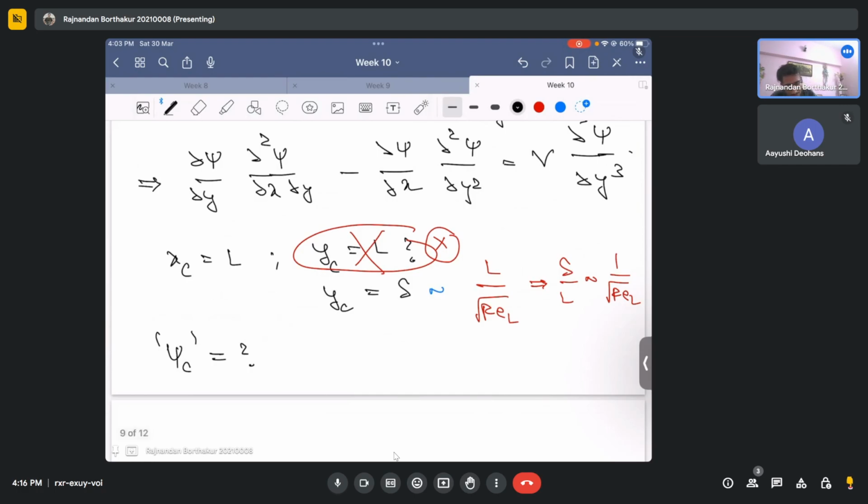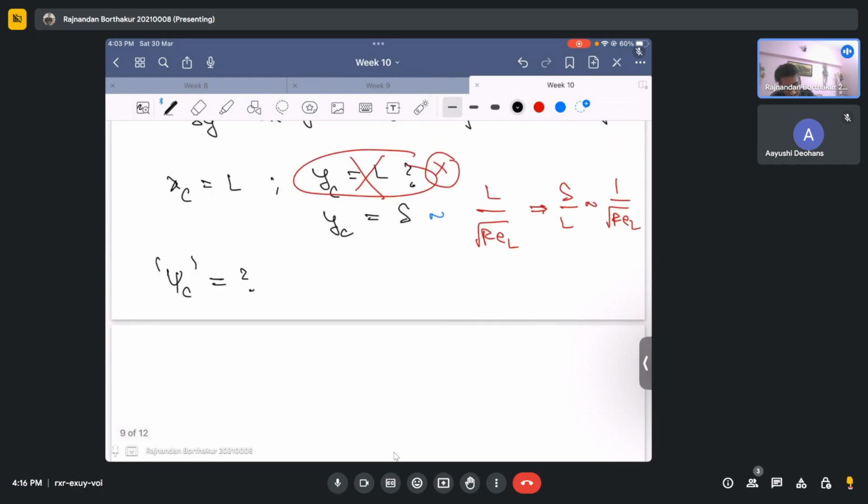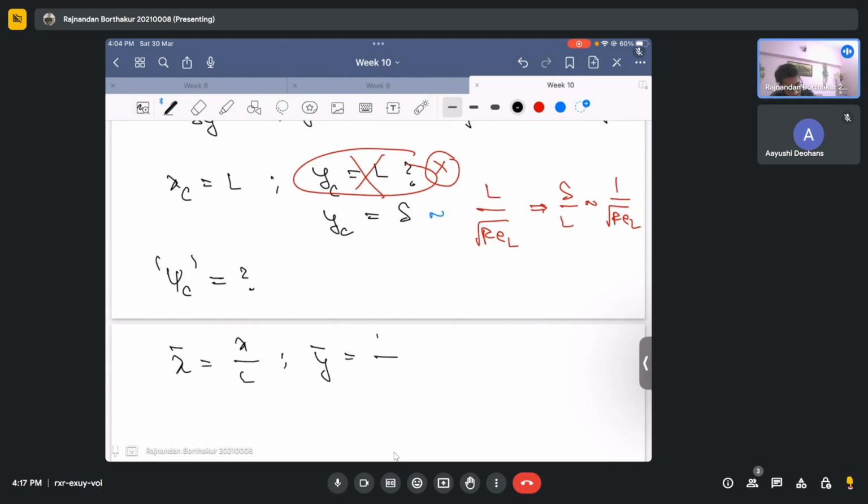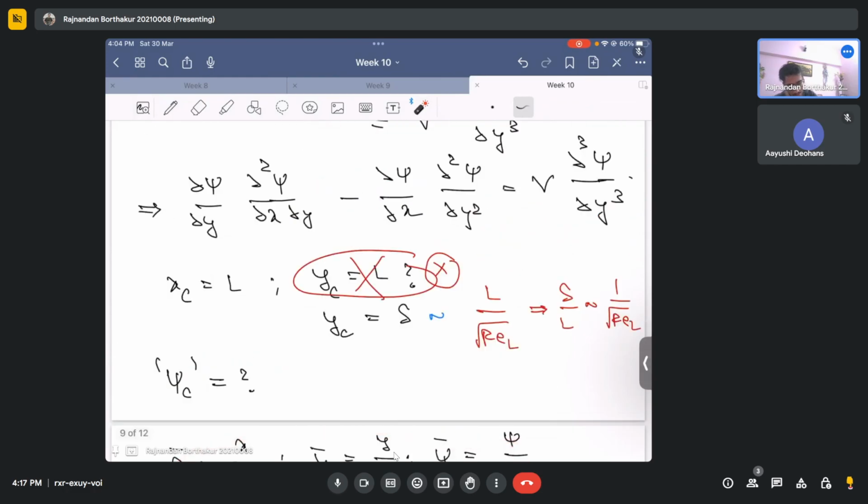So the next step, as you know, is to enforce the non-dimensional variables. My non-dimensional x bar would be just x by L. My non-dimensional y bar is just y by delta, and my non-dimensional psi bar is basically psi by psi c. And this psi c we will evaluate. Now we just need to substitute these non-dimensional terms into this equation, and let's see what we get.